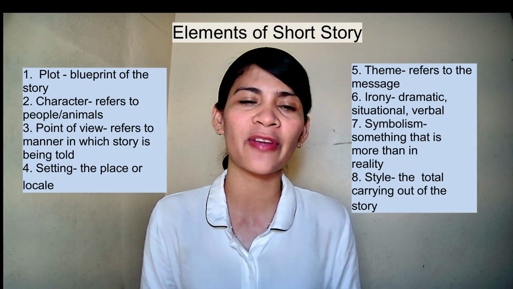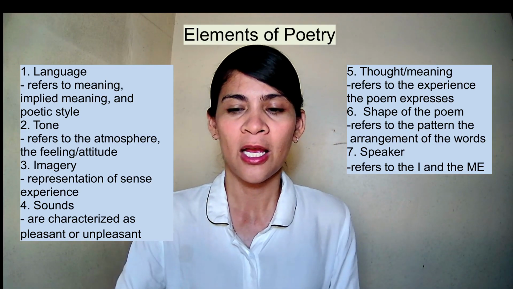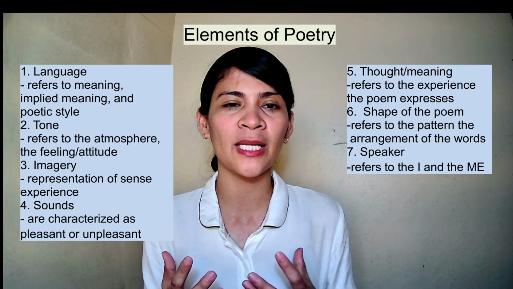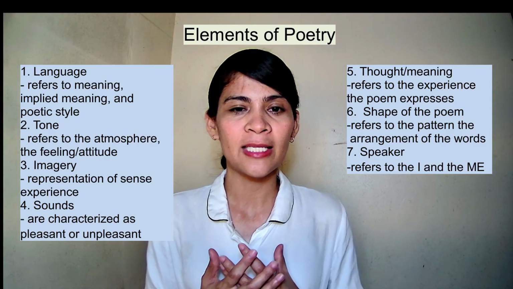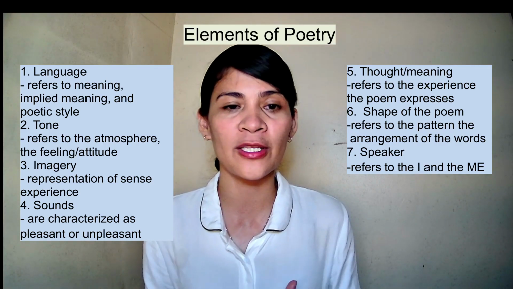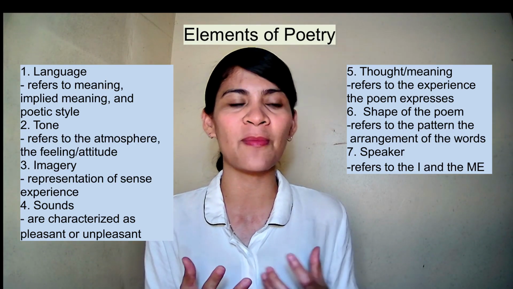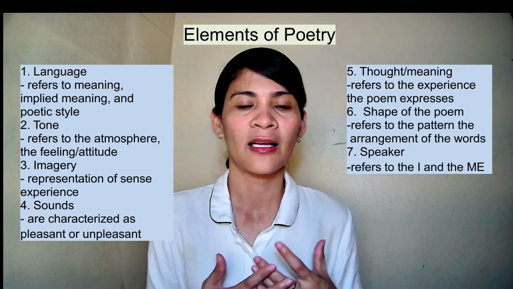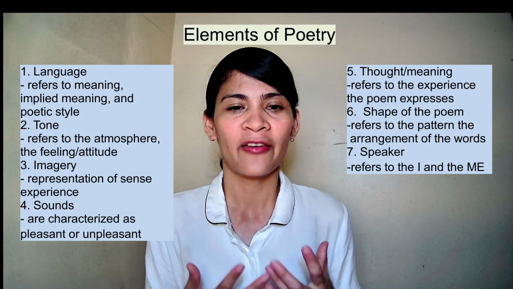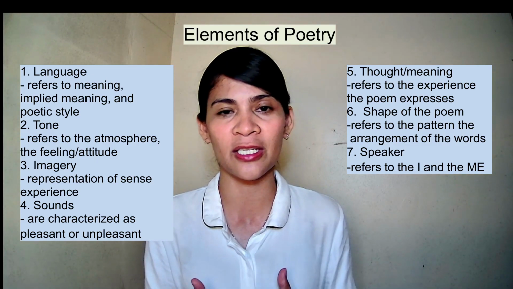Another specific element of literature is the elements of poetry. So what is poetry? Poetry usually expresses man's thoughts and feelings. Its theme is generally personal, like love, death, frustration, hatred, faith in God, man and man, human sufferings, culture, and traditions.